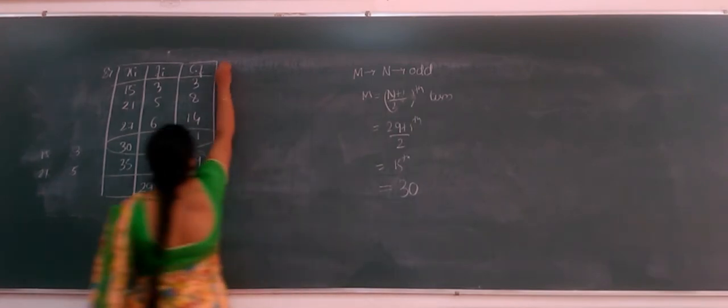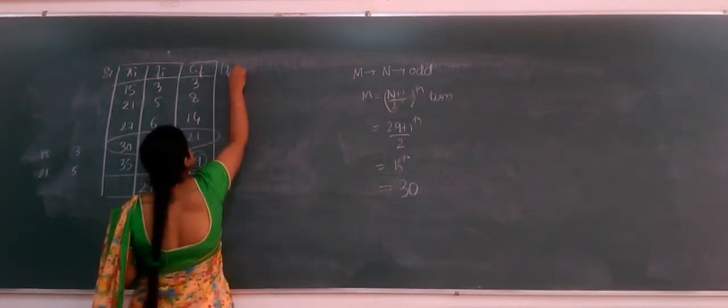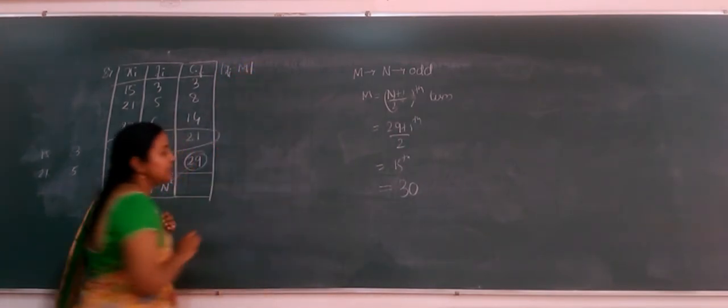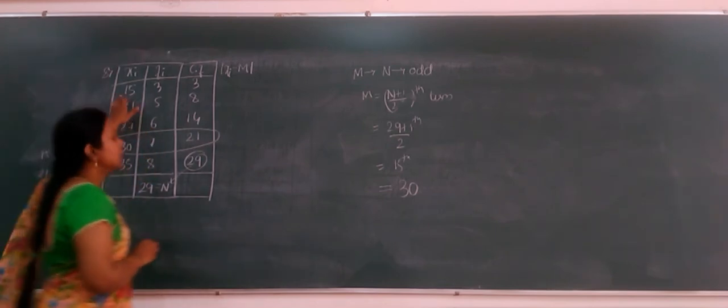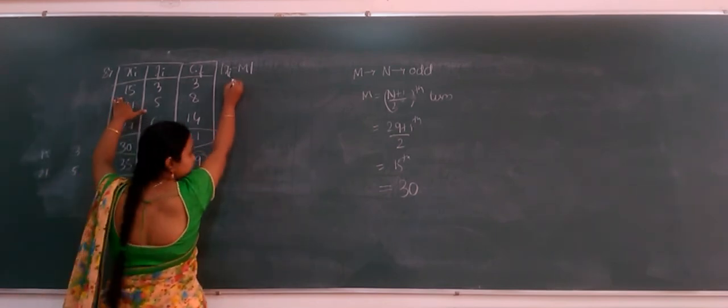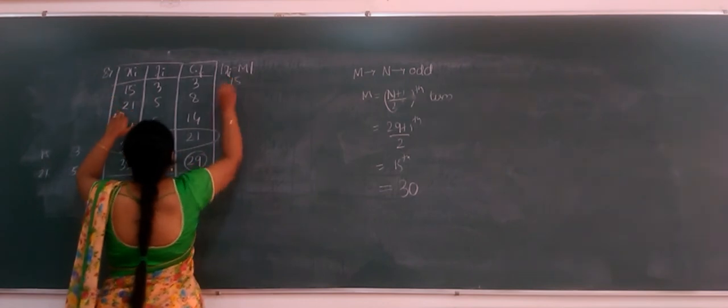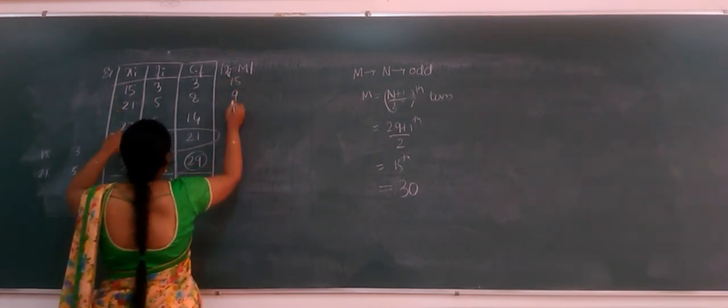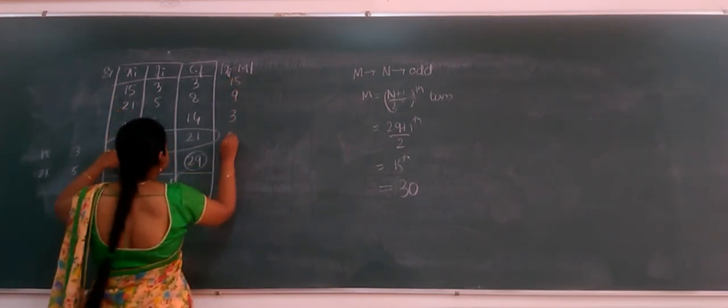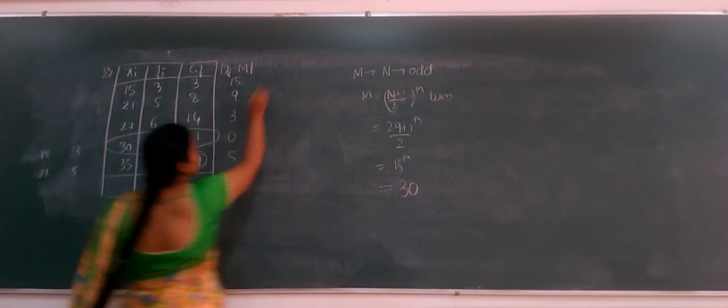Next column is modulus of xi minus M. That is, from each observation subtract 30. So 15 minus 30, modulus, it will be 15. Next it will be 9, 3, 0 and 5.